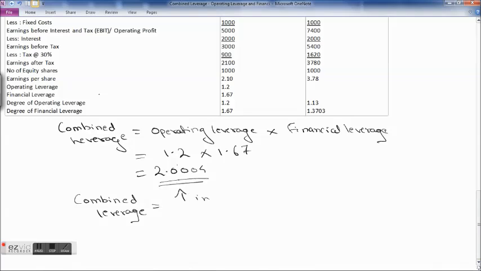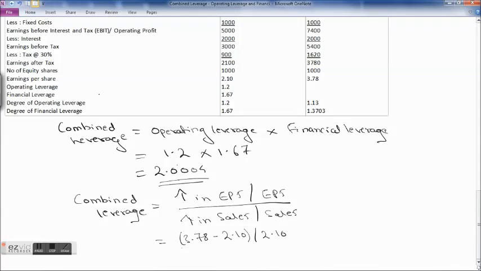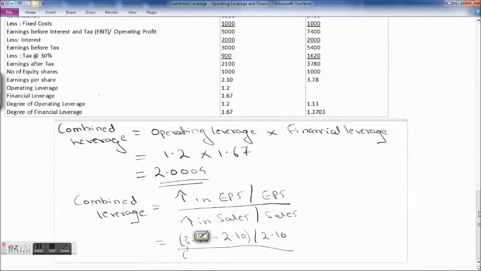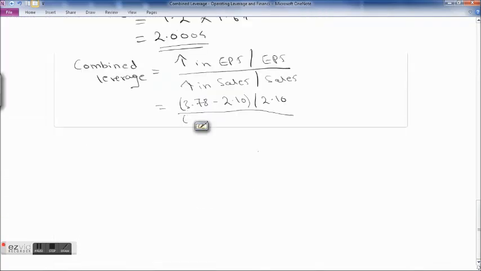Okay, now we'll calculate it in the other way, that is combined leverage is equal to the increase in EPS upon EPS, upon increase in sales upon your basic sales. So that is 3.78 minus 2.10, the whole divided by 2.10, the whole thing divided by how much is the increase in the sale. Earlier it was 20,000, it has increased to 28,000. So 28,000 minus 20,000, the whole thing divided by 20,000 again.